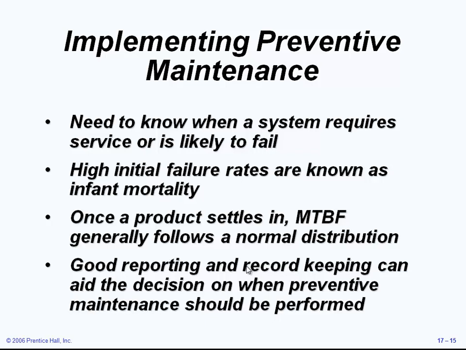High initial failure rates are known as infant mortality, which will affect the production and will increase the cost and reduce the profitability. Actually, it can lead to a total organizational failure. Once a product settles in, the mean time between failures generally follows a normal distribution. Good reporting and record keeping as historical data can aid in the decision on when preventive maintenance should be performed.